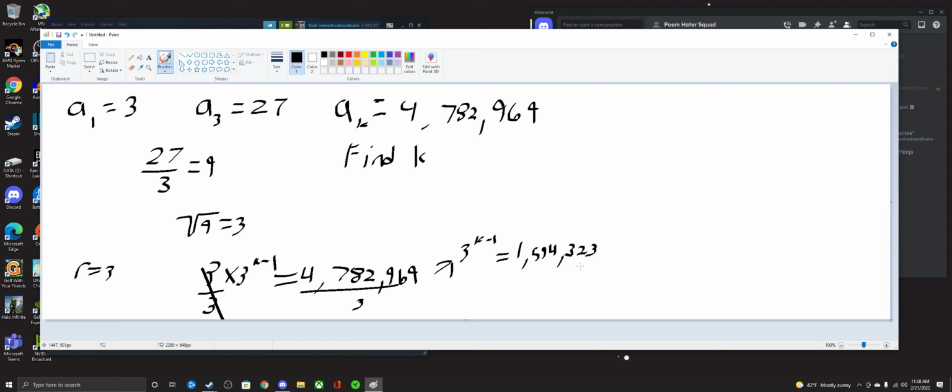So now essentially what we want is to find k. And in order to do this, it's kind of like a reverse exponent. And a reverse exponent in math is a logarithm. So what we're really looking for is log base 3 of 1,594,323 equals something.